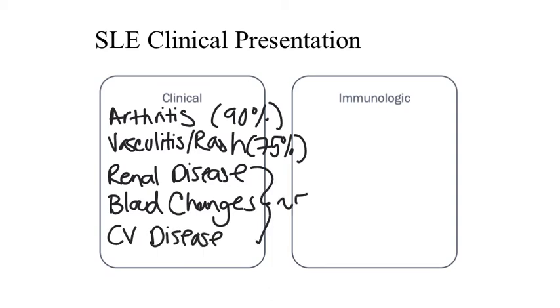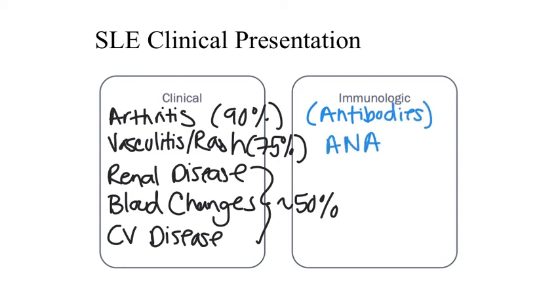In addition, patients with lupus will present with immunologic findings, which basically means the type of antibodies present in their blood. The first antibodies that can be observed are anti-nuclear antibodies, or ANA. About 95% of patients with lupus will demonstrate anti-nuclear antibodies, and this is not specific for lupus. It merely indicates some type of autoimmune disease.